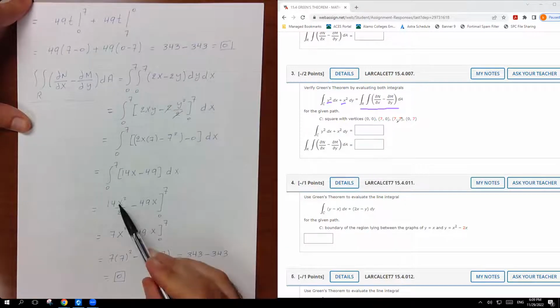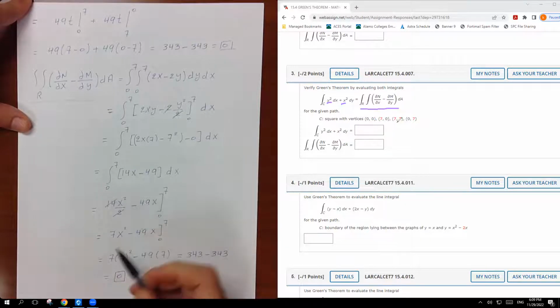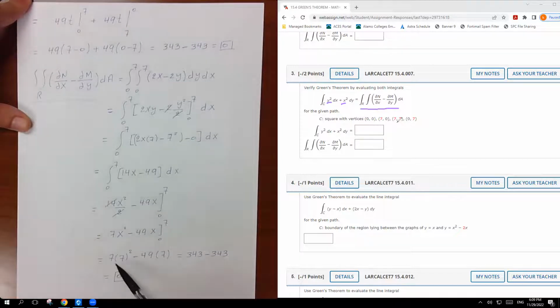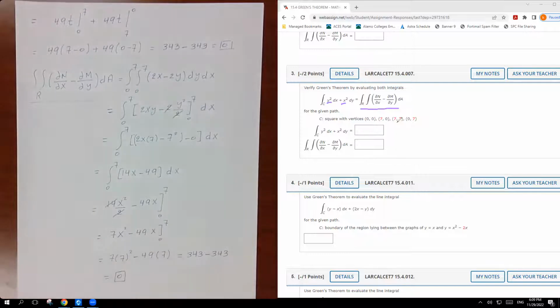Then simplify this one. It's going to be 7x squared minus 49x from 0 to 7. And it's going to be 7 times 7 squared minus 49 times 7. So 343 minus 343 is also going to be 0. So we prove that both these integrals equal 0.